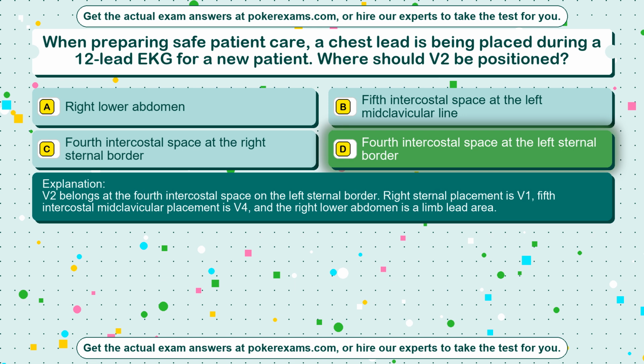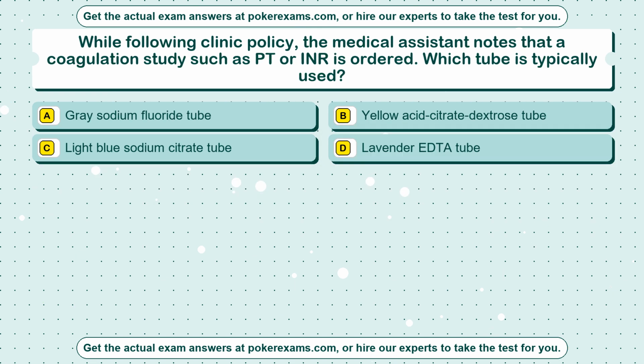Question 15. While following clinic policy, the medical assistant notes that a coagulation study such as PT or INR is ordered. Which tube is typically used? Option A, gray sodium fluoride tube. Option B, yellow acid citrate dextrose tube. Option C, light blue sodium citrate tube. Option D, lavender EDTA tube.